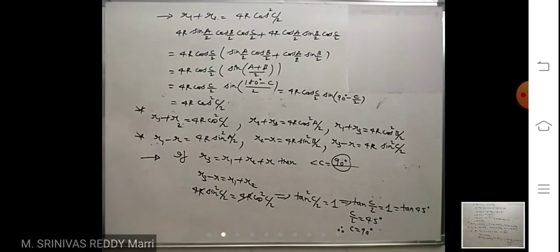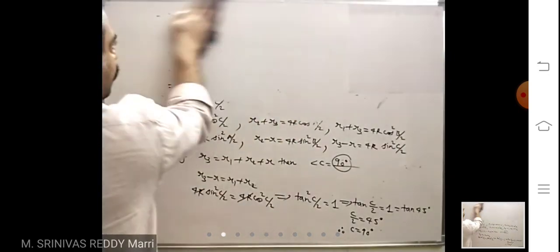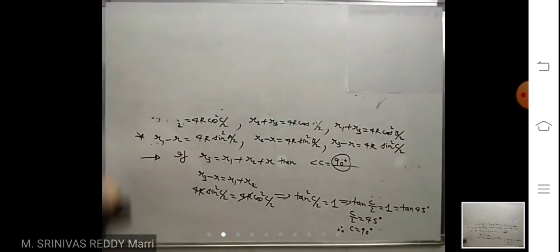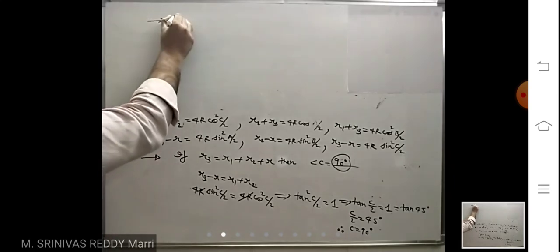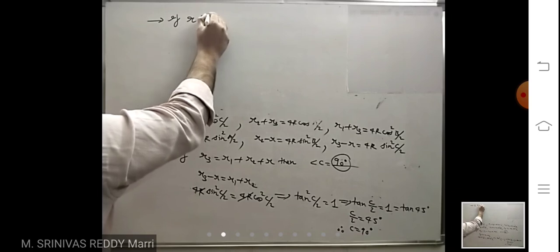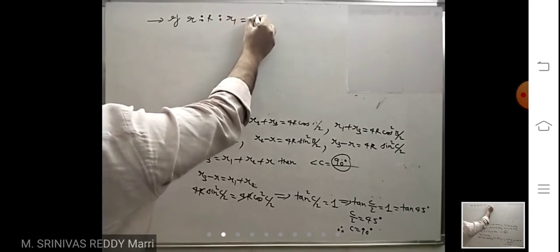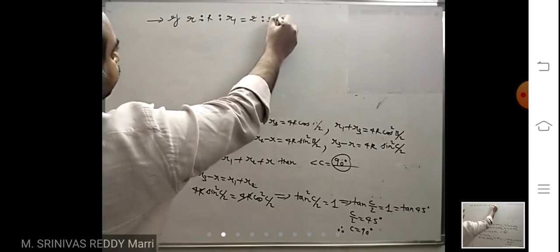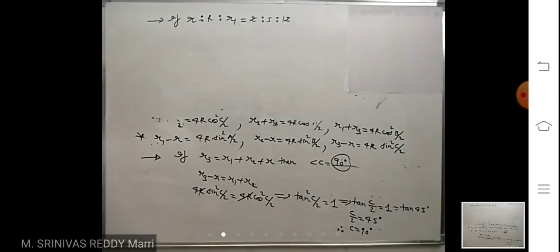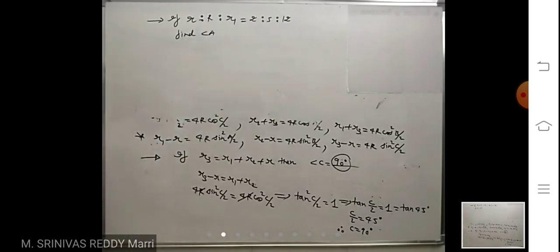Look at another problem. If small r is to capital R is to R1 equals 2 is to 5 is to 12, this is given like this. The problem is asking: find angle A.